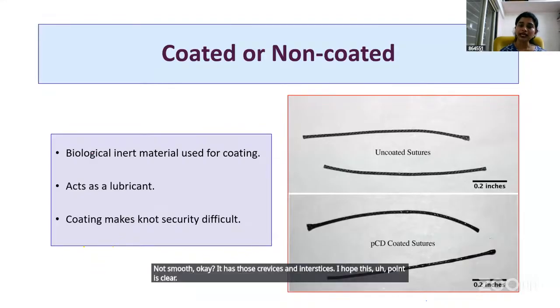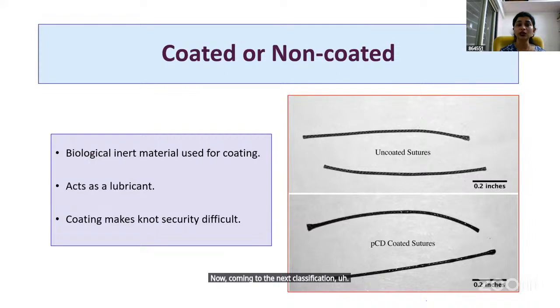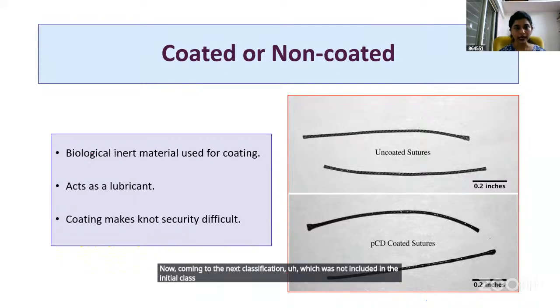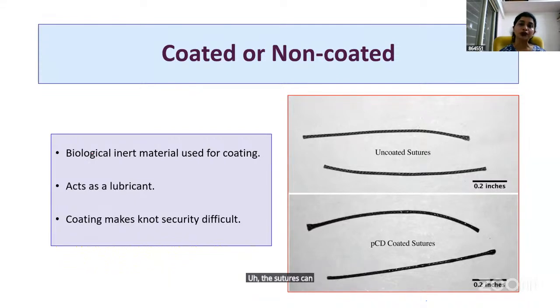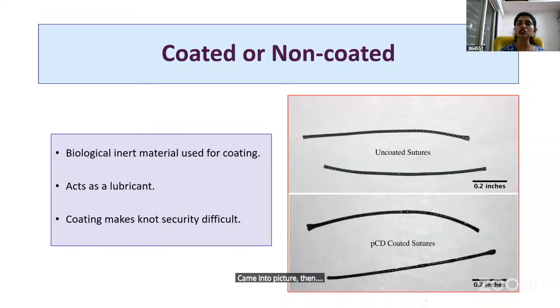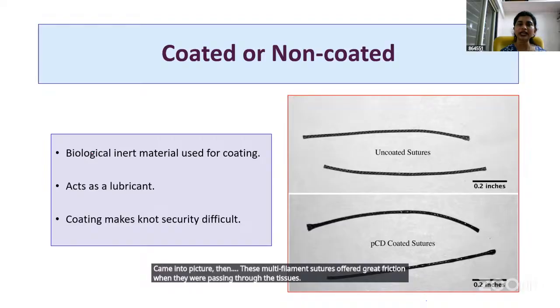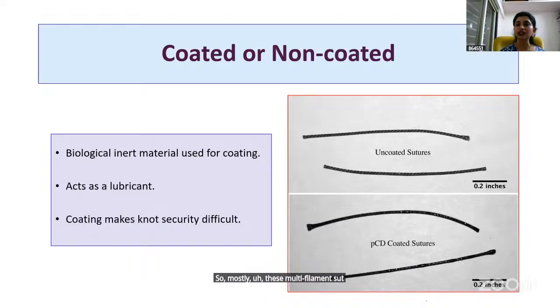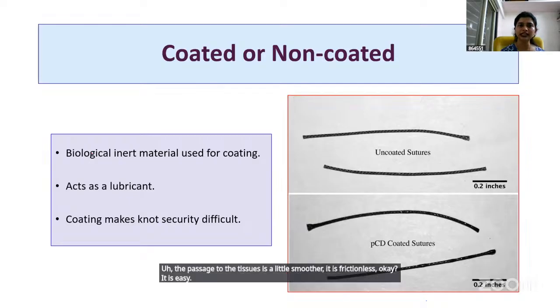Now coming to the next classification, which was not included in the initial classifications, the sutures can be divided into coated and non-coated ones. Now, this coated term came into picture when these multi-filament sutures offered great friction when they were passing through the tissues. So, mostly these multi-filament sutures are coated with a lubricant so that the passage through the tissues is a little smoother, it is frictionless, okay? It is easy. Is this thing clear?